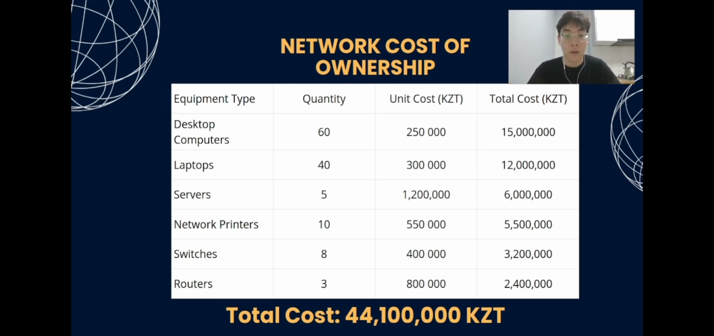And here we want to show a few numbers for the cost of ownership. We have 4 columns: the equipment type, quantity, unit cost, and total cost. And we have 7 rows. Here we have in Narxoz University desktop computers, laptops, servers, network printers, switches, and routers. So here we have unit cost and total cost. In total we have 44,100,000 tenge. That is how much this infrastructure costs.